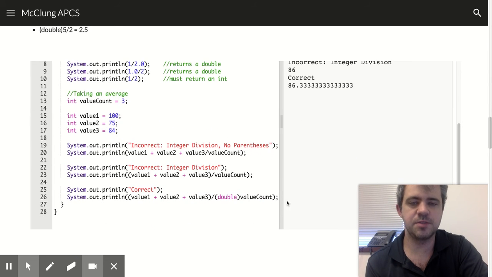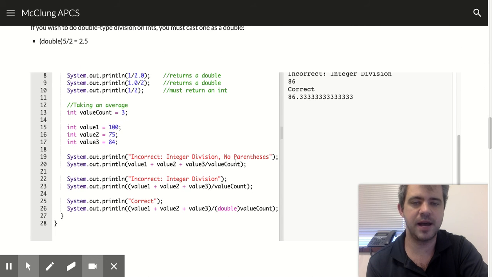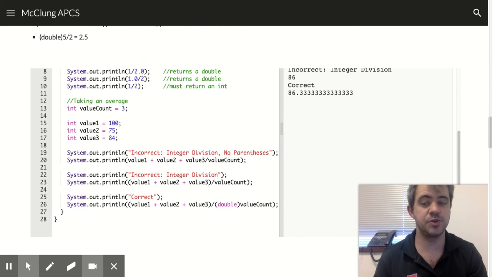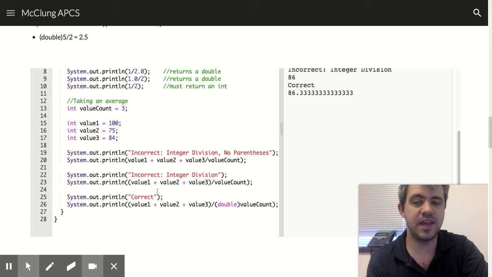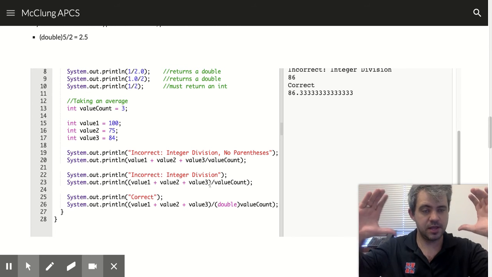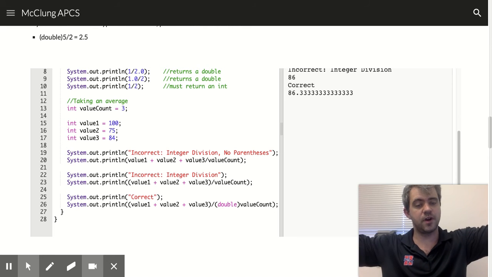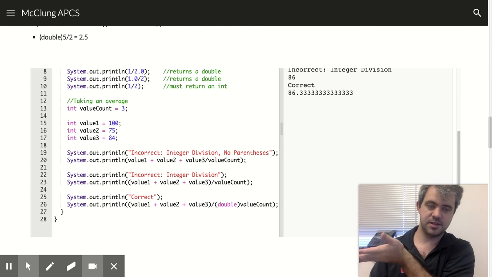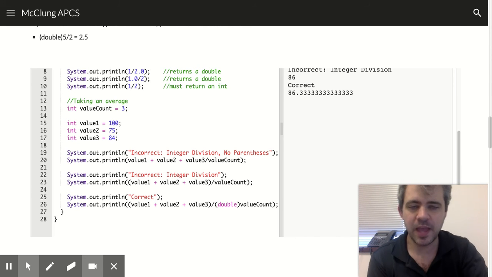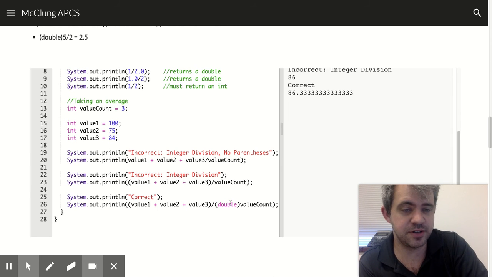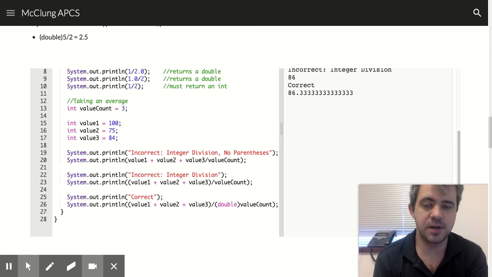Something else you need to be careful about is whenever you want to do a fraction, you need to make sure that everything in the numerator is in parentheses and everything in the denominator is in parentheses, so it knows to do numerator first, then denominator, then division. And if you want that double division, you need to put the double there.